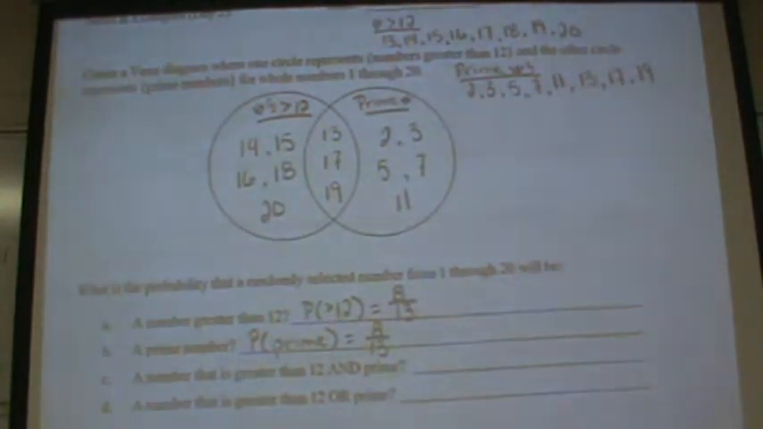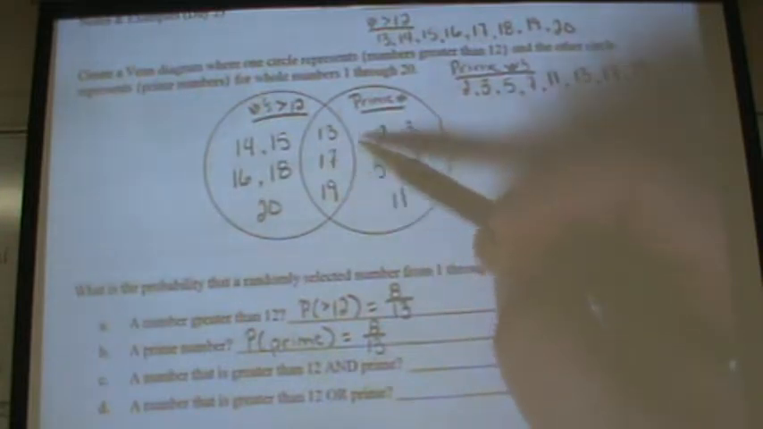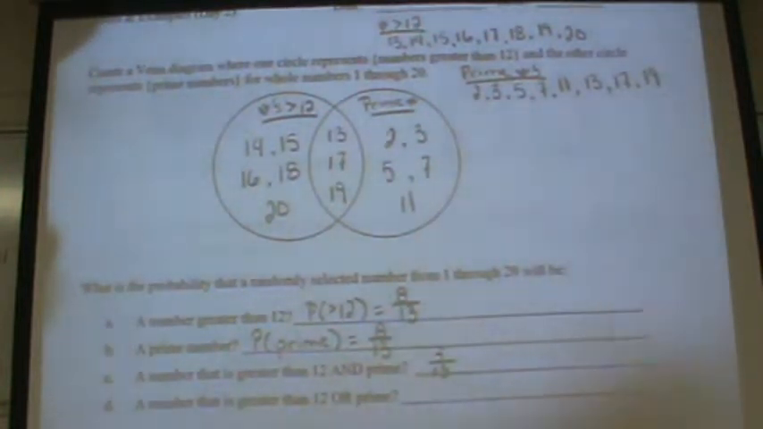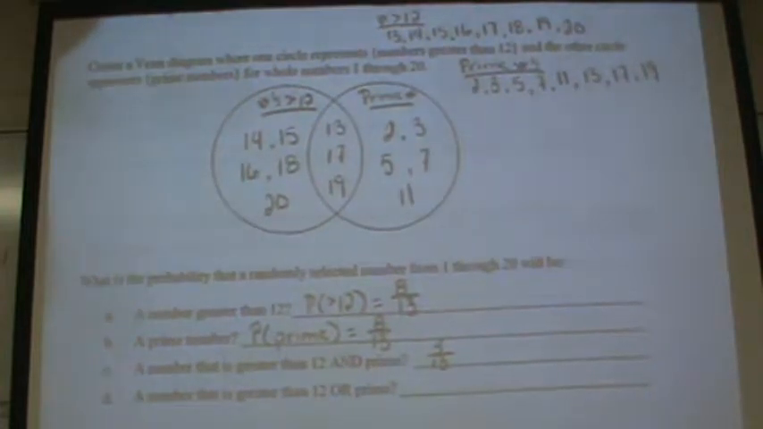Now we want to know the probability that a number is greater than 12 and prime. So it's greater than 12 and it's a prime number. Those are our 3 middle numbers: 13, 17, and 19. They're greater than 12 and they're prime. So we had 3 choices, and that's still over our entire set, which was 13. So we have a 3 out of 13.